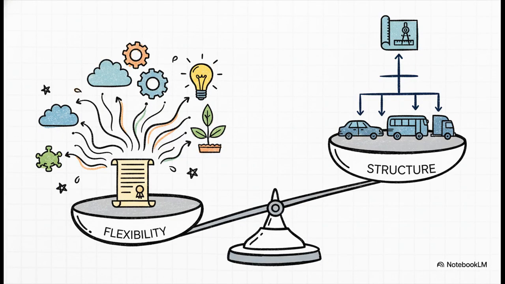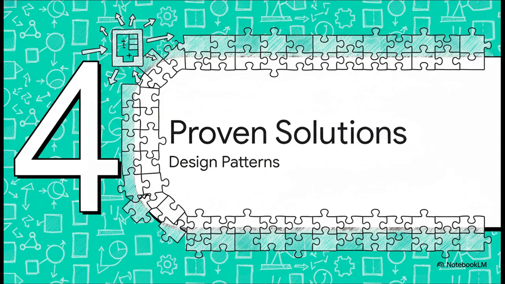If you need maximum flexibility to make a whole bunch of different, unrelated things follow the same rules, you go with an interface. But if you're building a family of closely related things that share a lot of the same DNA, an abstract class is your best bet for sharing code and keeping things organized. Now, as developers started building things this way, they started to notice something.